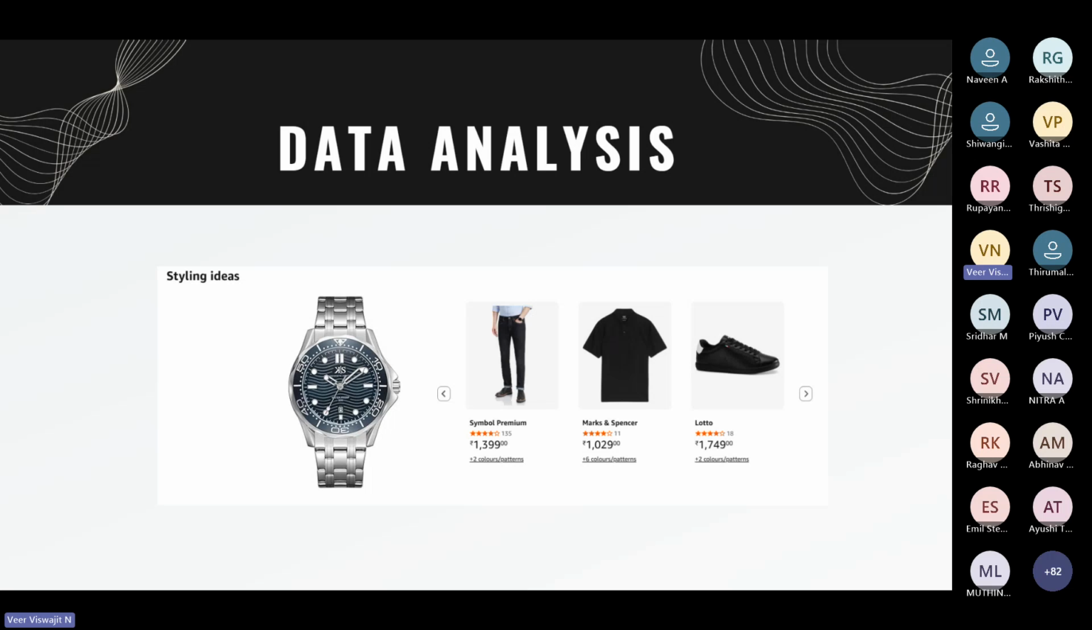So by doing this, we'll get an idea about how the category of the product, whether it comes under shoes or shirts or watches, and how the category attribute is relevant to this particular use case of recommending that this product can be paired with this one. So you'll get a better idea by doing this particular EDA.